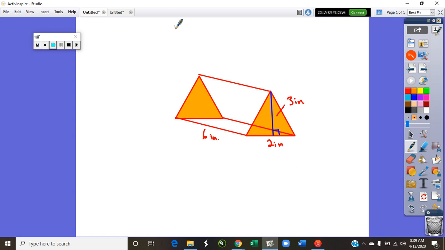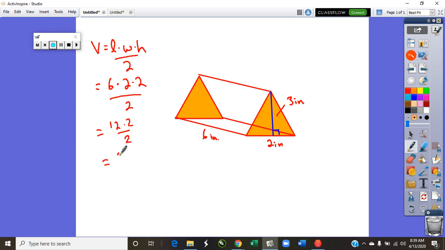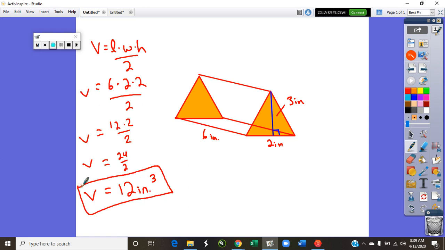Okay, first thing we should have done is write the formula. So length times width times height divided by 2. Length is 6 times the width is 2 times the height is 2 divided by 2. Well, 12 times 2 divided by 2. What's 12 times 2? 24 divided by 2. So the volume, I always forget my V's out here. My volume is going to be 24 divided by 2, which would be what? 12 inches. Don't forget that, cubed. I'm hoping you got that example correct.